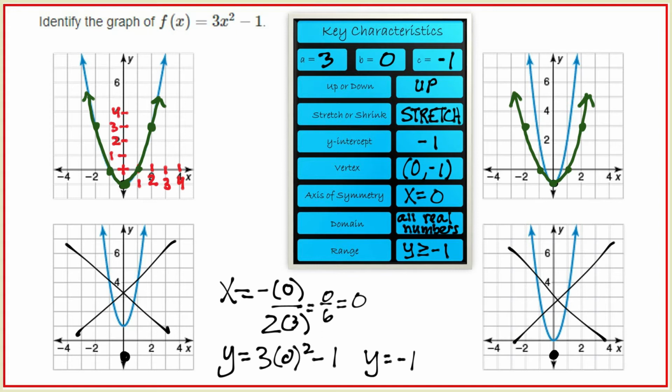So on the parent function, I would go over 1 and up 1. On the blue function that they gave us, it would look like this. I would go over 1, and since there's a vertical stretch of 3, I would go up 3, and that's where the point is on our blue graph. So the blue graph is a vertical stretch of 3. In the vertical direction, you go up 3 times as much as the parent function. So the right graph to choose on this problem is the top right-hand graph because it has the right vertex and it's a vertical stretch of 3.